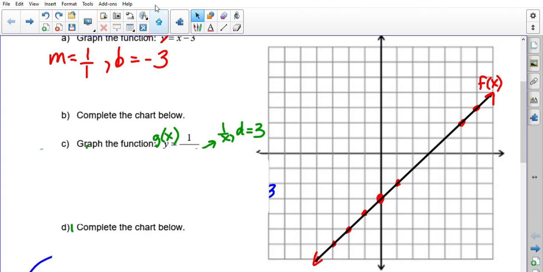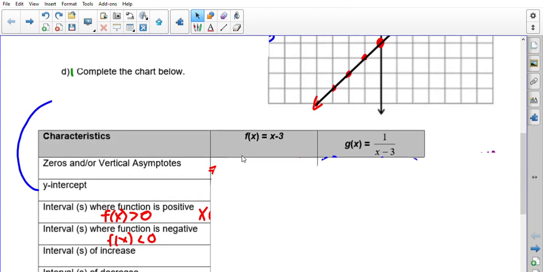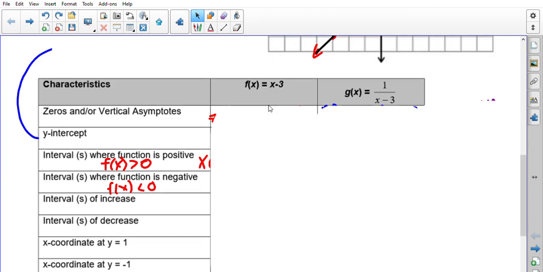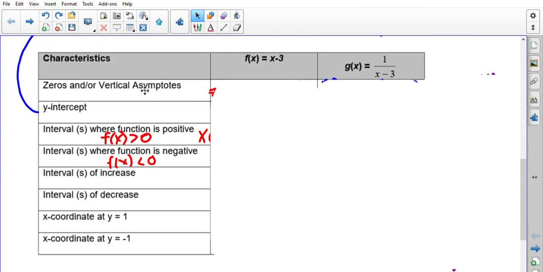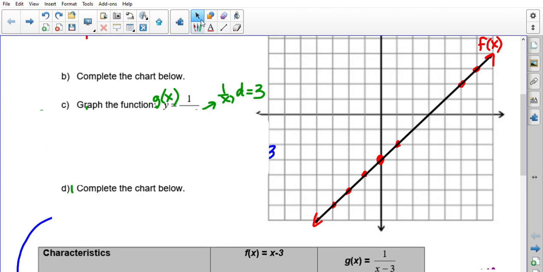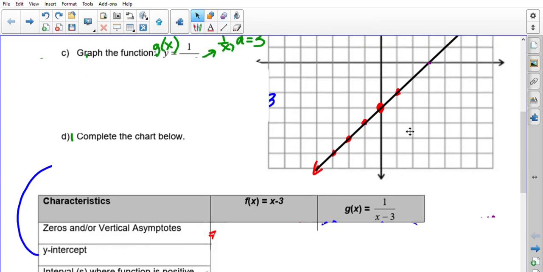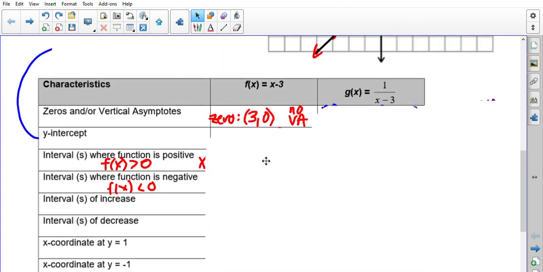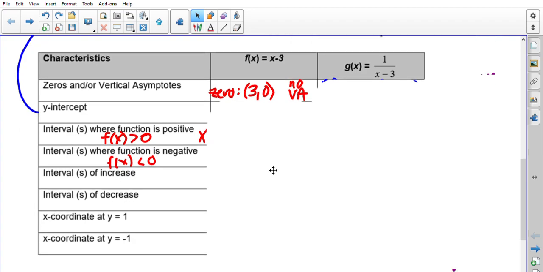Now we are going to complete the chart below, as part B says. So we're going to go down to the chart here. And for this first column, we have f of x equals x minus 3. So we have to first ask ourselves, are there zeros and or vertical asymptotes? There is one zero, and it's right there. Okay, so this is our 0. So that's at 3, 0, and we have no vertical asymptotes for this line. Okay. So the 0 at 3, 0, and no VA.